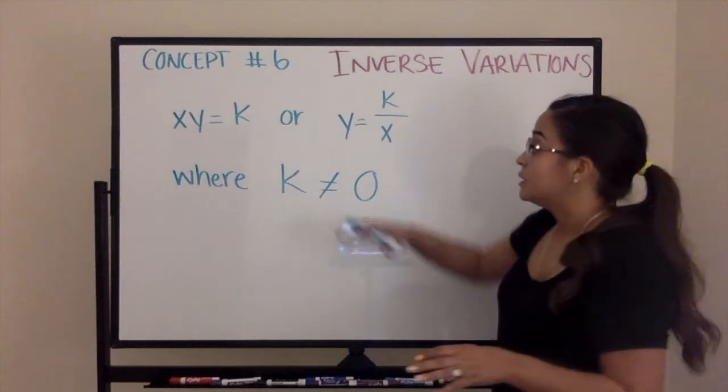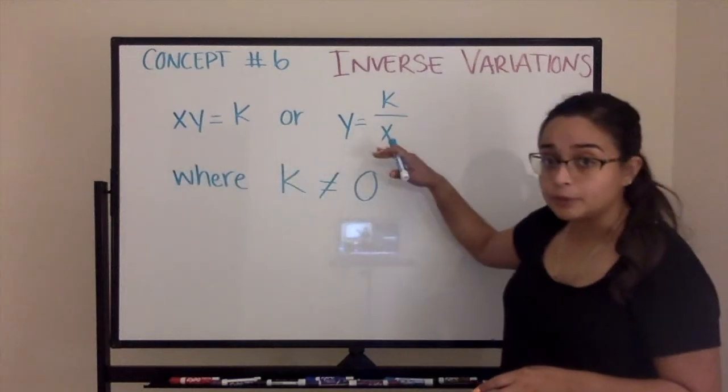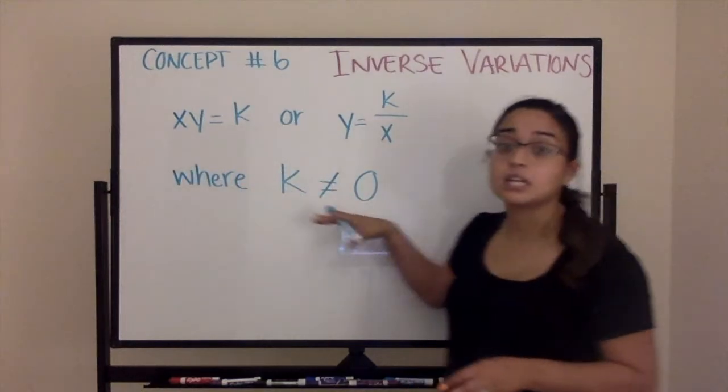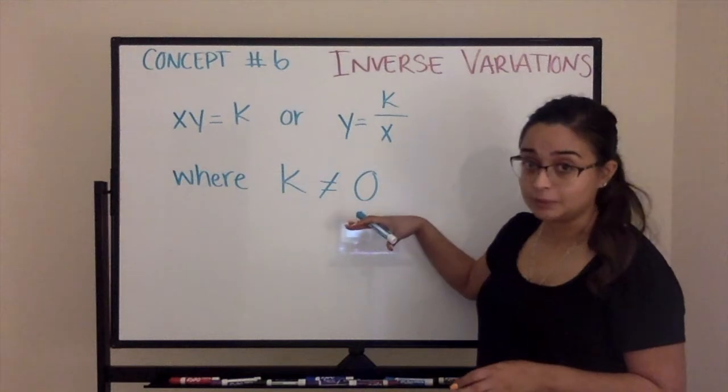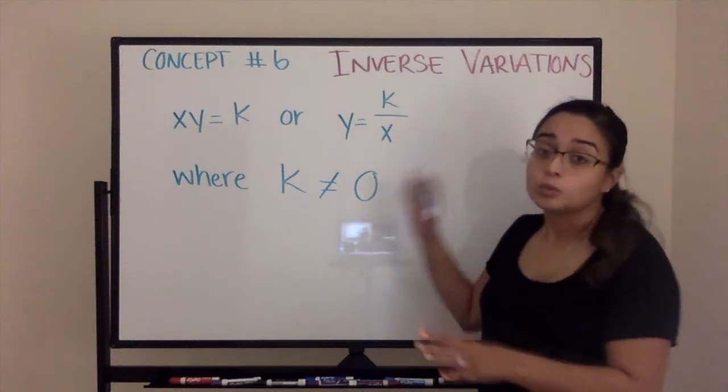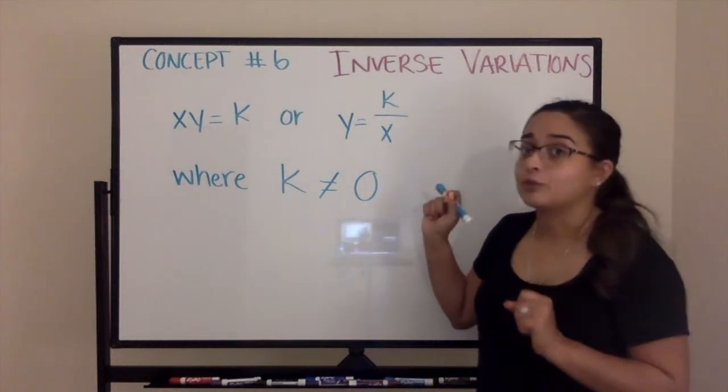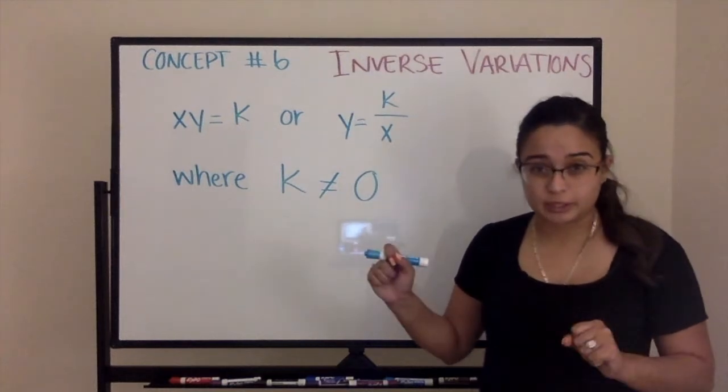Now, when it is in this form, k cannot equal 0. Okay? These are rules set in order for an inverse variation to work. Okay?